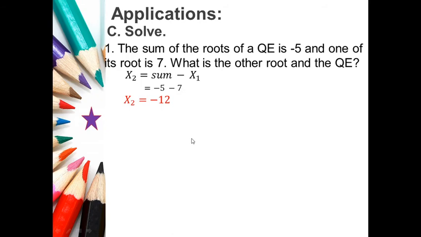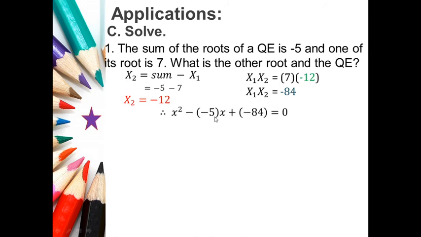Okay, so therefore, we can now identify the product. We simply multiply the roots, yung given na 7 na root, and yung na-solve natin na root, which is negative 12. So, 7 times negative 12, therefore, the product is negative 84. So, pwede na nating i-substitute yung sum and product doon sa pattern natin. So, therefore, we have x squared minus the sum. Our sum is negative 5x plus the product, which is negative 84, is equal to 0. So, simplifying further, therefore, we have x squared plus 5x minus 84 is equal to 0. Okay?